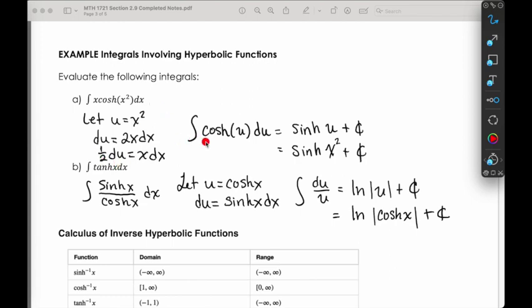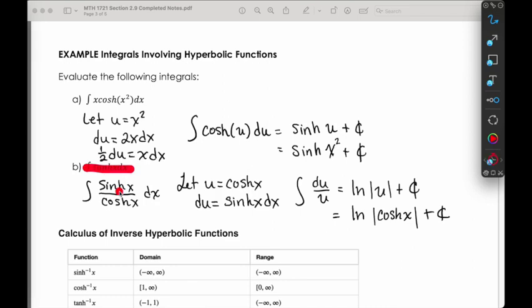So now I can rewrite my integral as hyperbolic cosine u du. When I integrate that using the rules above, I get hyperbolic sine of u plus our constant. And of course, I need to go back and resubstitute my u for x squared.